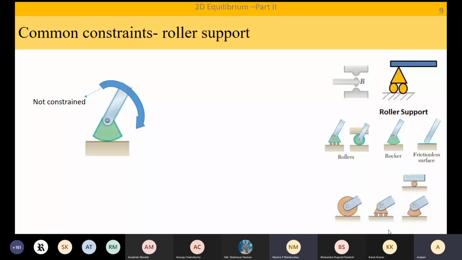Because there is no constraint in the x direction. In a constraint, you will have reactions only if a certain degree of freedom is constrained. If you are allowing a certain degree of freedom, there cannot be a reaction force because you're already allowing that. In the roller, horizontal movement is allowed, vertical movement is not allowed, so you have a reaction in the vertical direction.